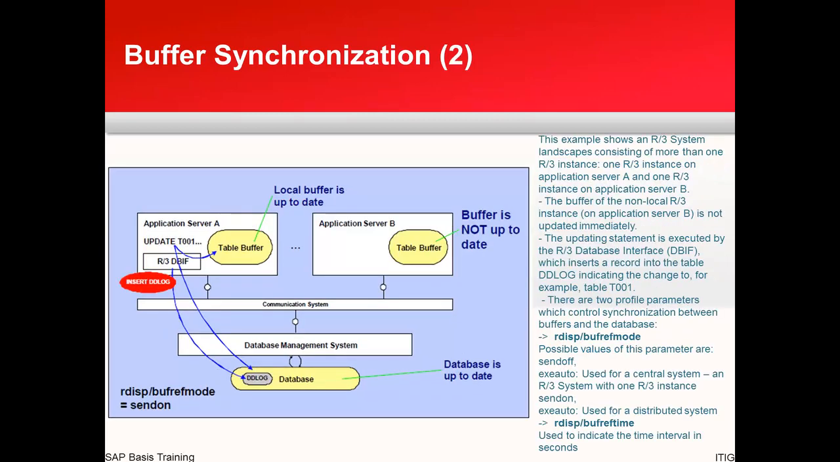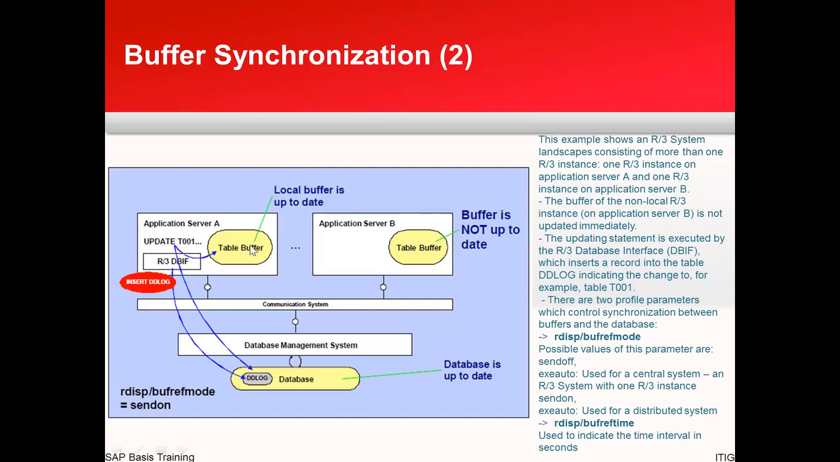Okay, then next is this example. What we are showing here is a landscape consisting of more than one instance. Here you can see two, one is app server A and another is app server B. The buffer of the non-local R3 instance is not updated immediately. So this buffer is not up to date, because we are accessing the local buffer. This one is up to date.